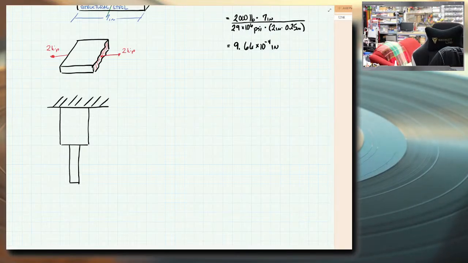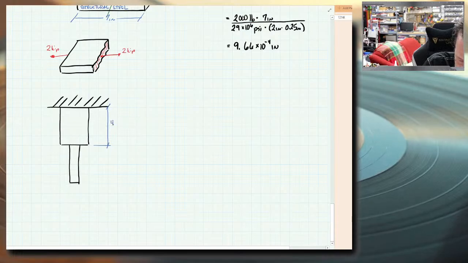Let's put some dimensions on here. This one will be, actually let's make it big, 48 inches.